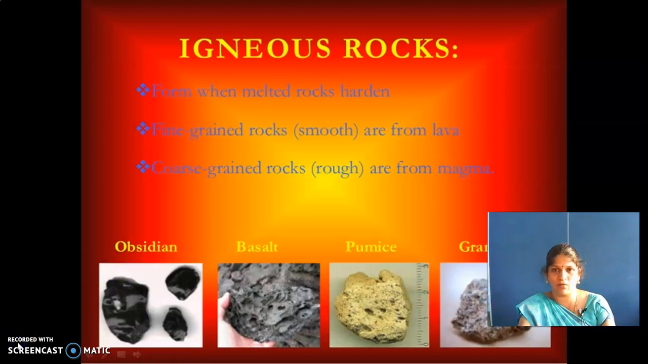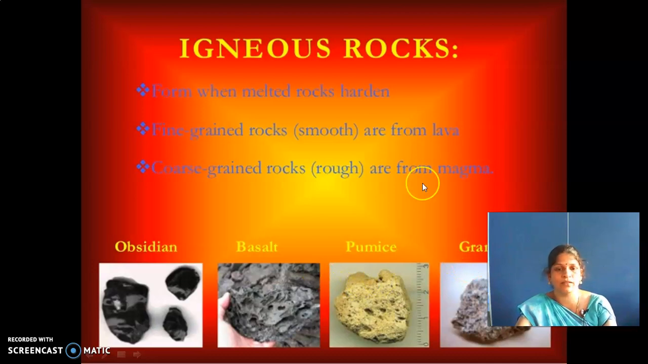Yes, children, we discussed the igneous rock. How was it formed? It was formed from molten rock, that is lava. When the lava cools, it turns into rock. From that we get basalt rock, which is an igneous rock. Formed when melted rock hardens. Fine-grained rocks are from lava. Coarse-grained rocks are from magma. Here I have given some examples of igneous rocks: obsidian, basalt, pumice, and also granite.